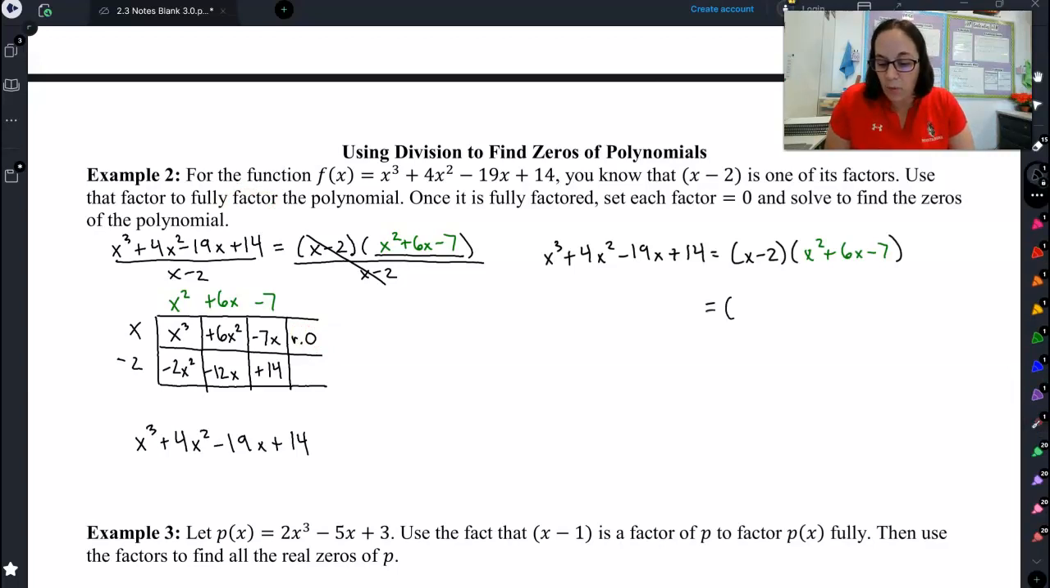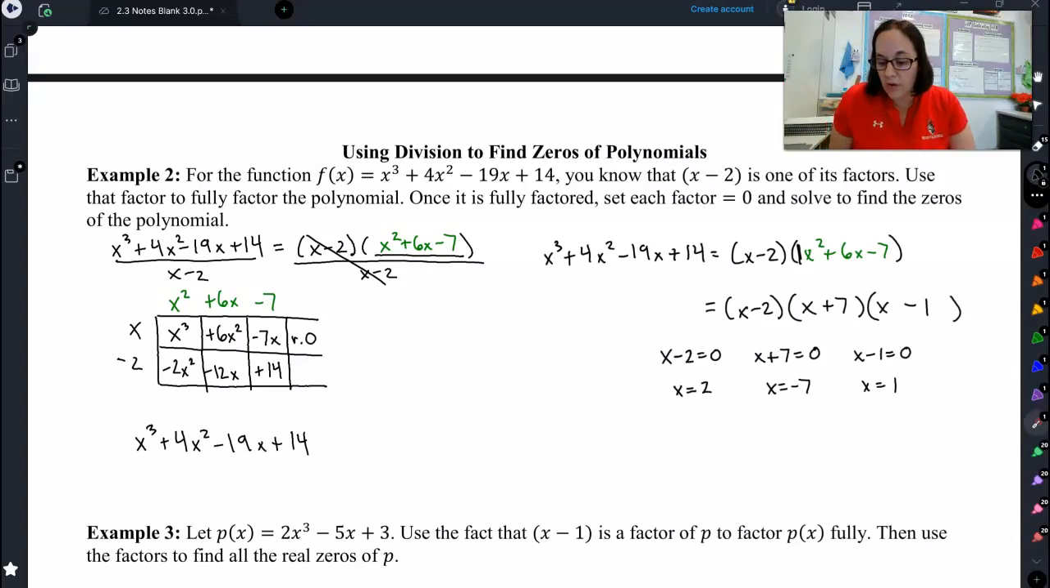Now, at this point, I am not fully factored yet, because I do need to factor this quadratic. So this is our easy factoring, because we just have a leading coefficient of 1. So I just need to multiply to -7, add to +6. That's going to be a +7 and a -1. That multiplies to -7, adds to +6. Now that it's fully factored, I can set each factor equal to 0 and solve to find my x-intercepts.